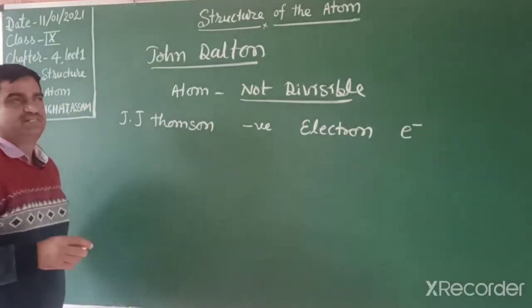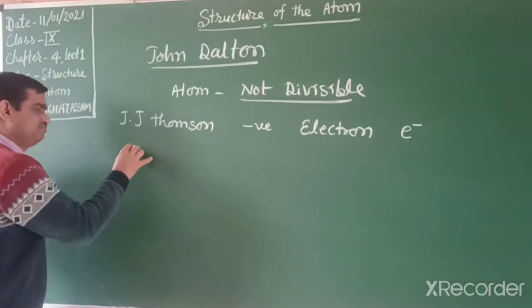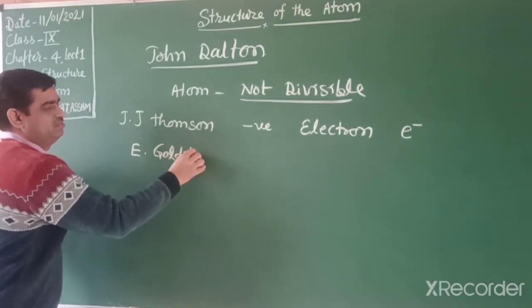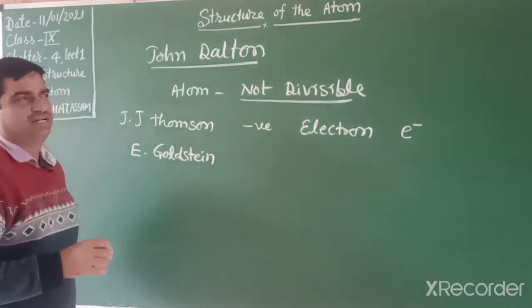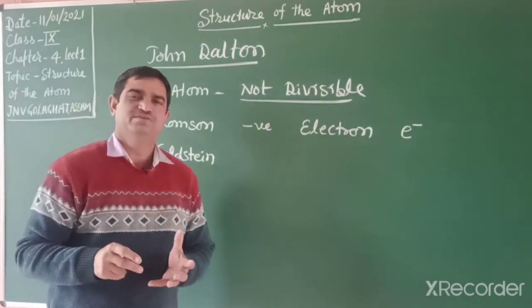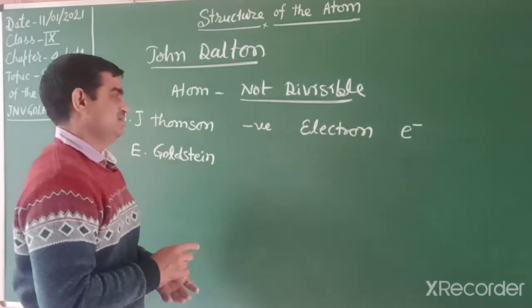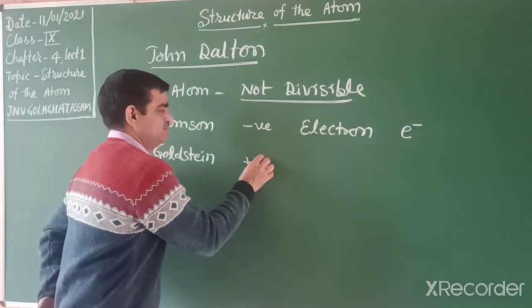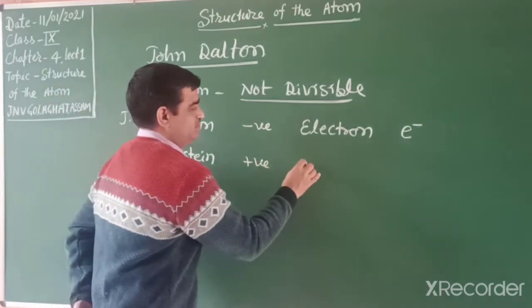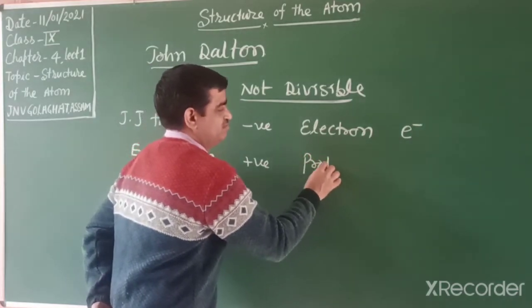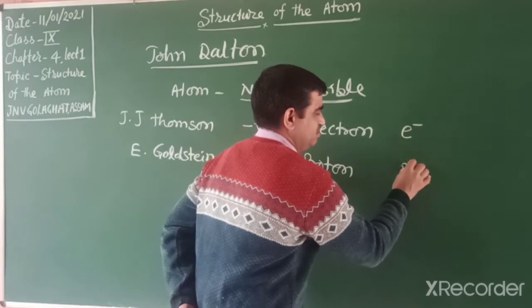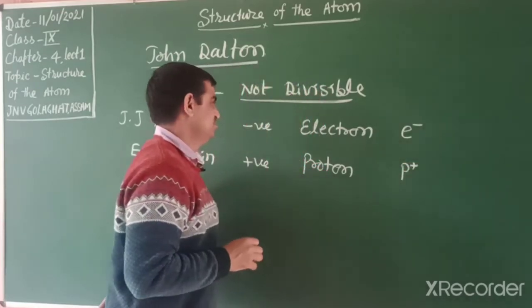And another scientist, E. Goldstein, identified another particle by canal rays. Canal rays means those rays made of positively charged particles. That particle's name is proton, and it is represented like small p with a plus sign, positively charged.